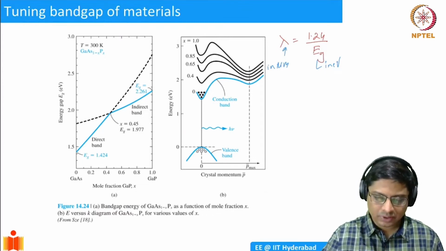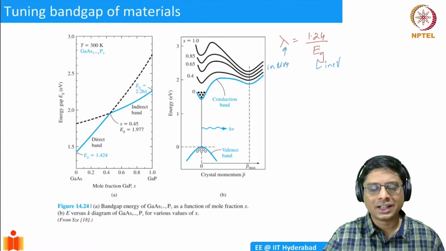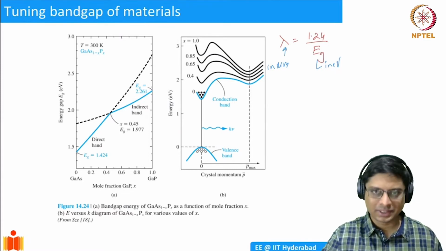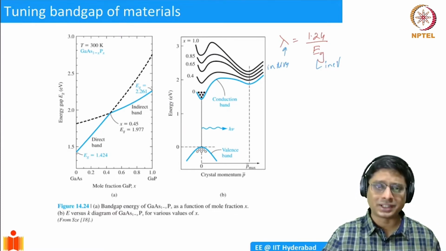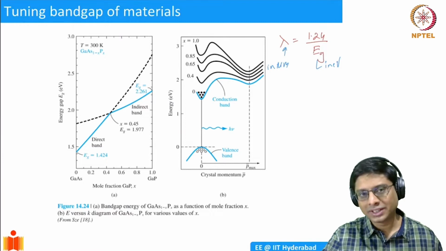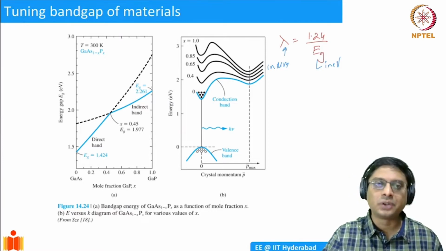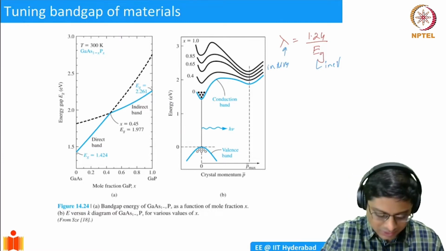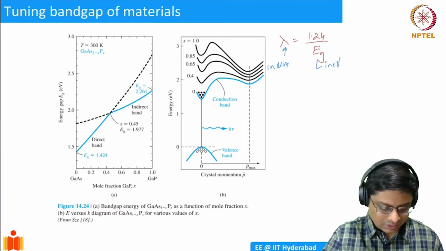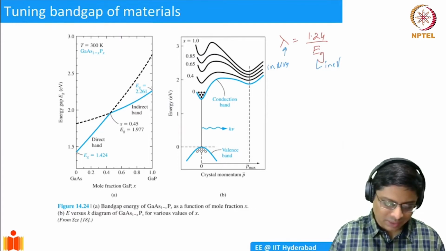So how do we change this? How do we change the band gap? So far we have only seen three materials: germanium, silicon, and gallium arsenide, which have their characteristic band gap. Is it possible to get something in between? And if so, how do we get that? The approach is actually described in this slide.